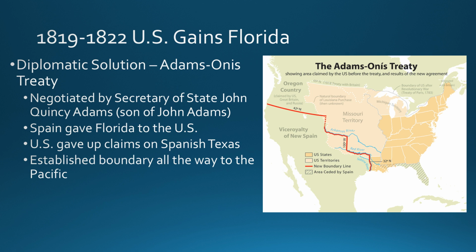Under the terms of the Adams-Onis Treaty, Spain gave Florida to the U.S., and the U.S. gave up claims on Spanish-controlled Texas. The treaty established a boundary line between the territories of the two countries that extended all the way to the Pacific Ocean. In 1822, Florida is officially going to become a U.S. territory under this treaty, and in 1845, Florida is going to become a state.